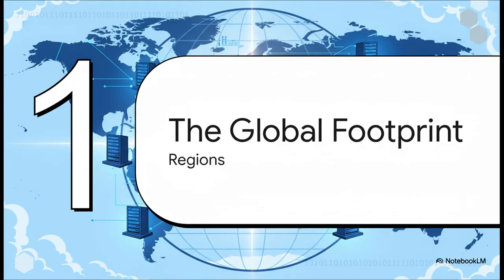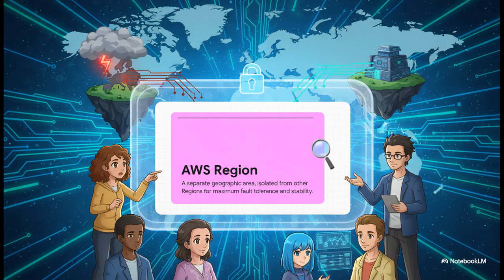All right, first up, the global footprint. We're going to start at the 30,000-foot view here. The entire AWS world is basically divided up into these huge, separate geographic areas they call regions. So what's a region? Well, it's pretty much what it sounds like. It's a specific geographic area somewhere on the planet. Think places like Northern Virginia or Ireland or Tokyo.